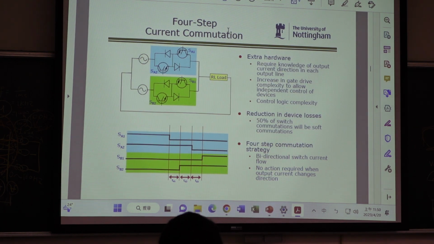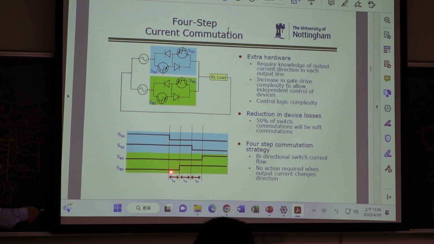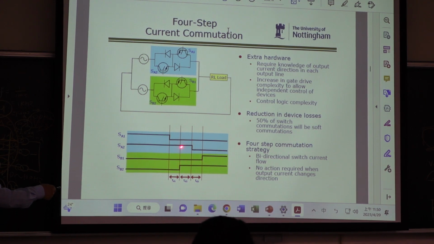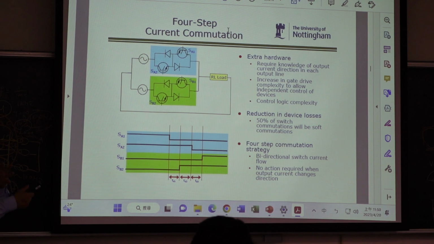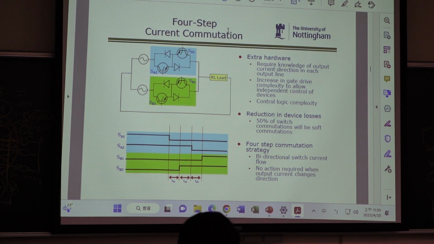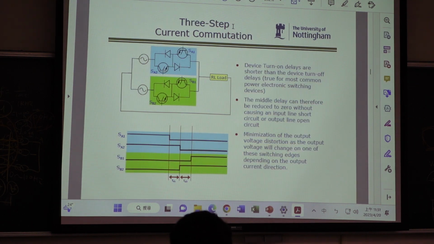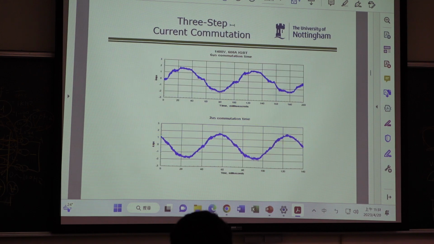You can see here, 4 steps: 1, 2, 3, 4. But turn-on is quicker than turn-off. So if turn-on is quicker than turn-off, then they automatically create this step. Then we can reduce 1 step. Okay, so we can revise to 3 steps. So you can see this is the 3-step current waveform.